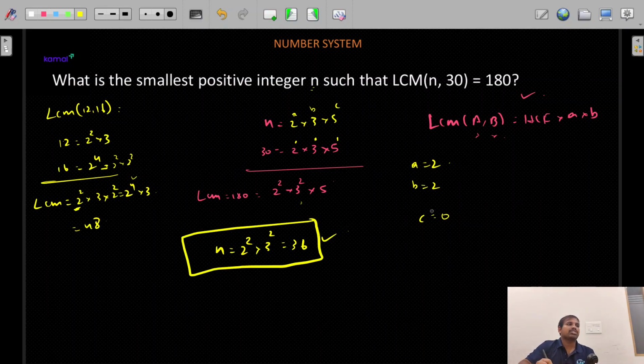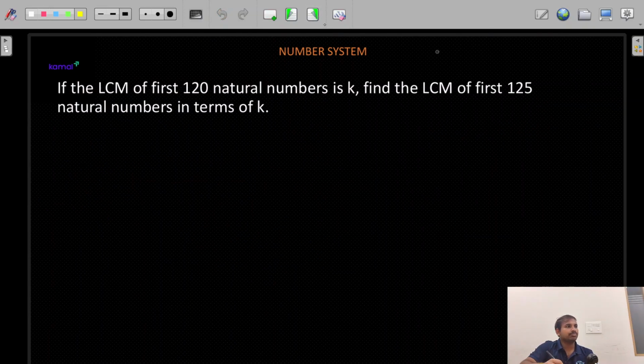Okay, so I hope you understand this question. If I don't know the value of the numbers whose LCM I'm taking, I need to focus on prime bases with powers. If there is a common prime base, the LCM will always take that common prime with the highest power. Based on this, I'm solving this question. We'll go to the next question now.